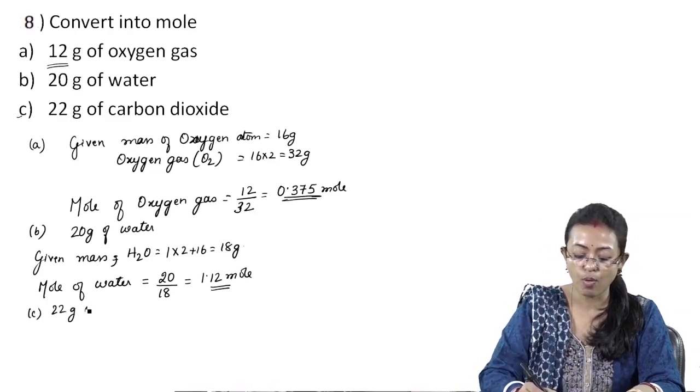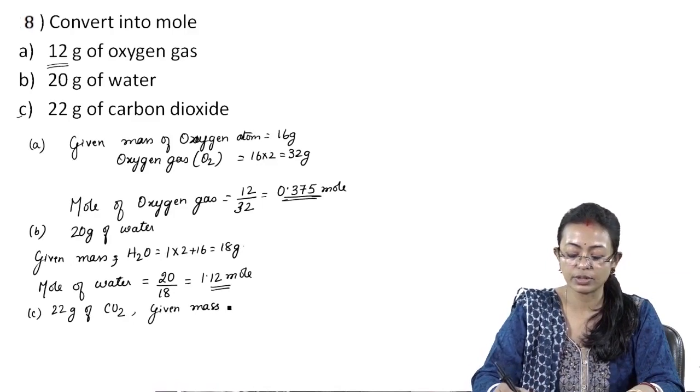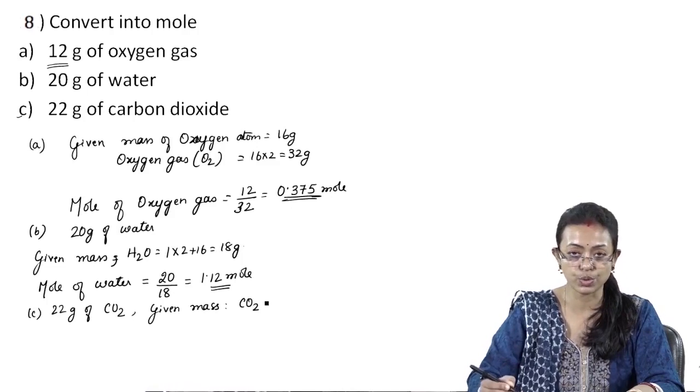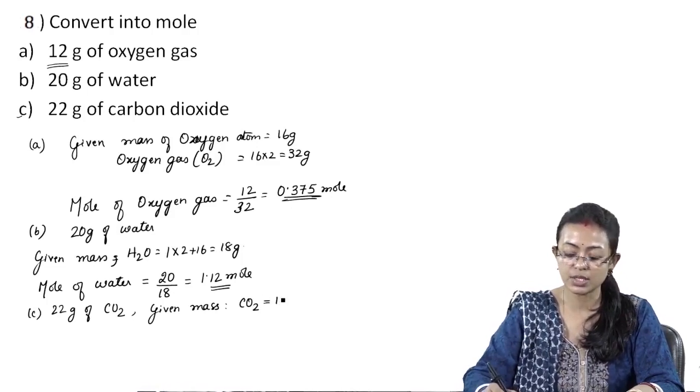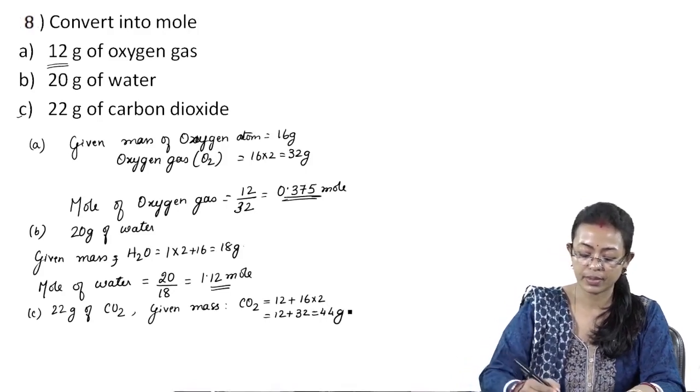Next, number C, 22 gram of carbon dioxide. So the given mass of carbon dioxide would be, we need to find out the mass. Carbon dioxide would be CO2, that is 12 plus 16 into 2, 12 plus 32, which is equal to 44 gram.